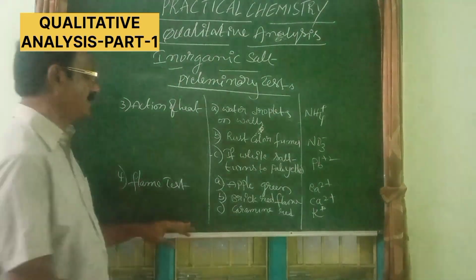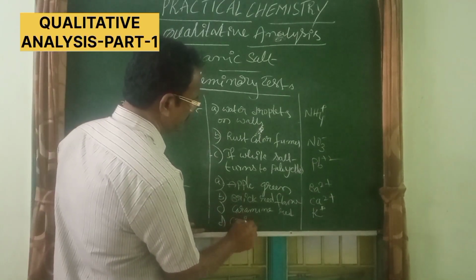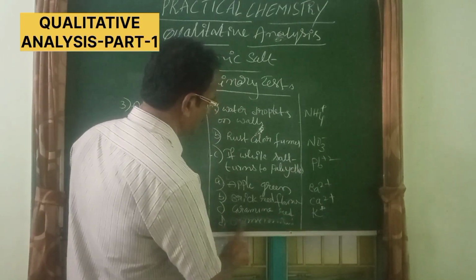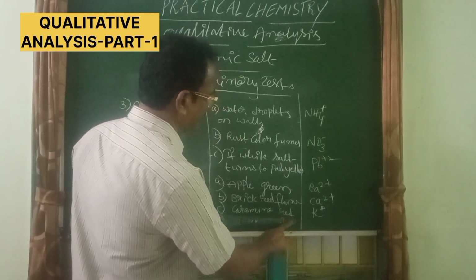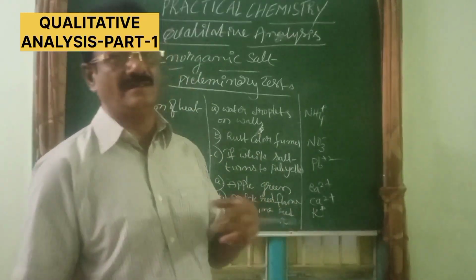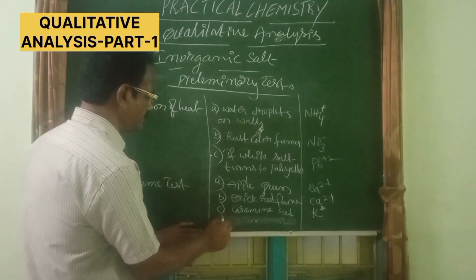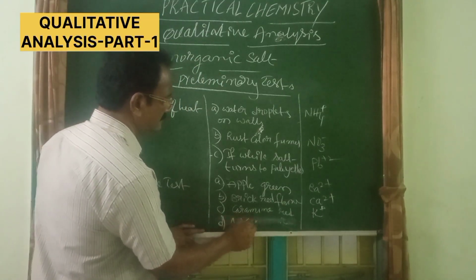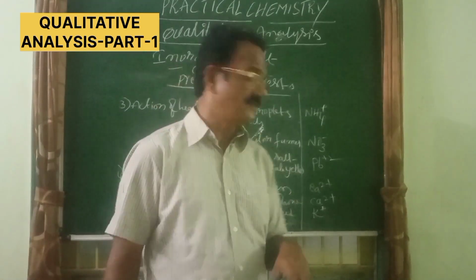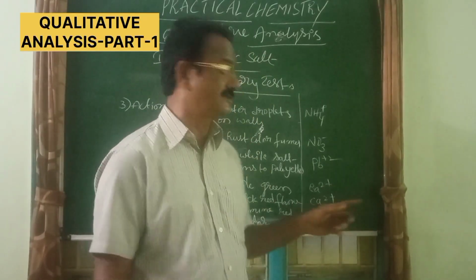Okay. If there is crimson red, so I will stop here with carmine red. So the usual colors obtained in the inorganic salt analysis are these three. If there is no color, then the presence of these ions cannot be expected.